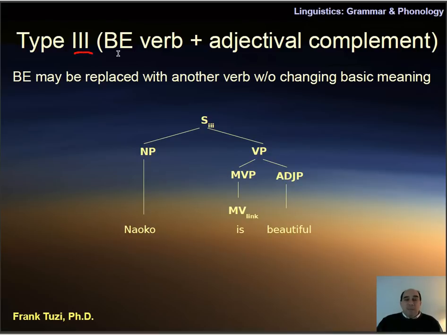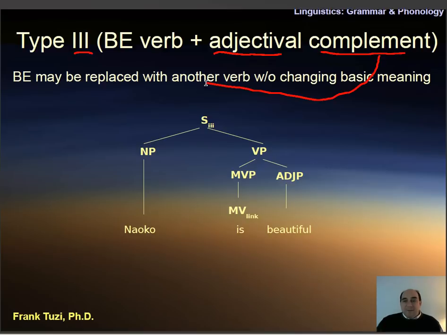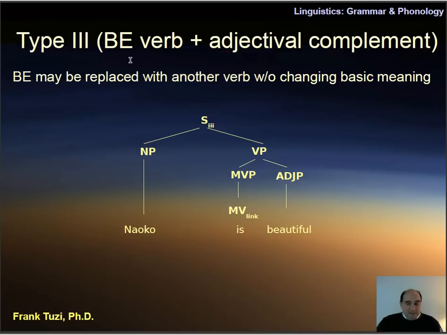All right, type 3 sentences. Again, use the be verb, but this time it uses an adjective, an adjectival complement. And basically what a complement does is that it complements the front noun, okay? So in this case, Naoko is beautiful. Beautiful complements the front noun, okay? That's what we're doing here.